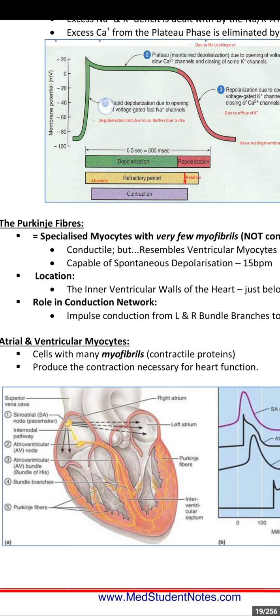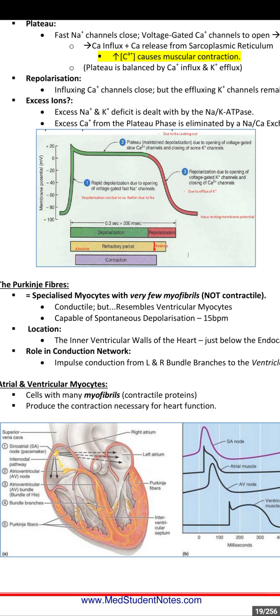Next is the Purkinje fibers. How do Purkinje fibers help in contraction? They are specialized myocytes with very few myofibrils. Purkinje fibers are connected to the papillary muscles. It is non-contractile, does not contract. So it is conductile but resembles ventricular myocytes, and is capable of spontaneous depolarization at 50 beats per minute.